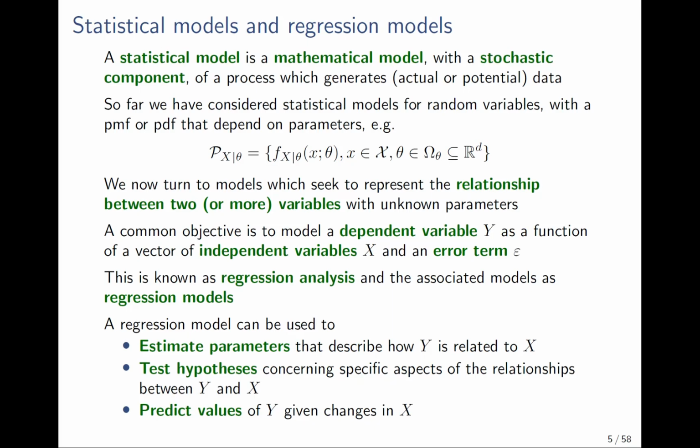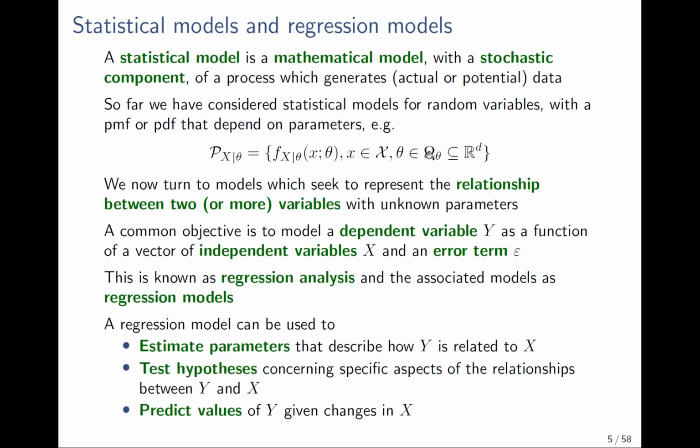Now, so far we've considered statistical models for random variables with a PMF or a PDF that depends on parameters. So we've looked at models that fall in this class. Here we have the probability density for x given theta. This is the sample space. This is the parameter space.